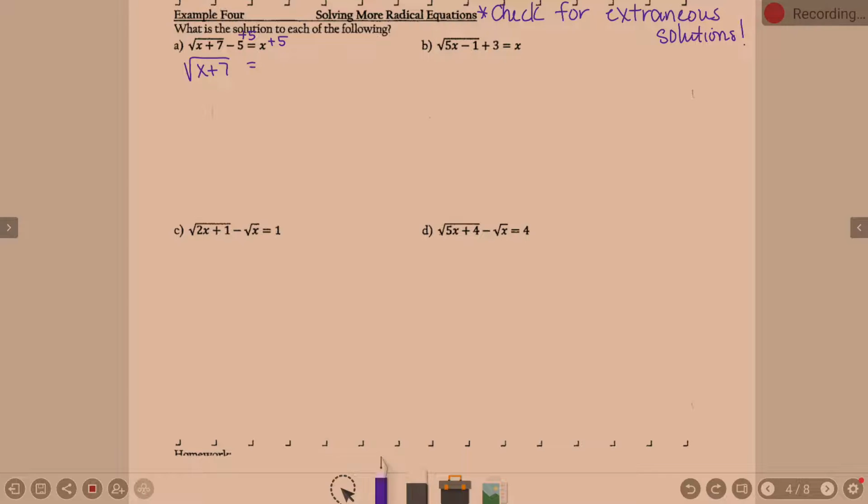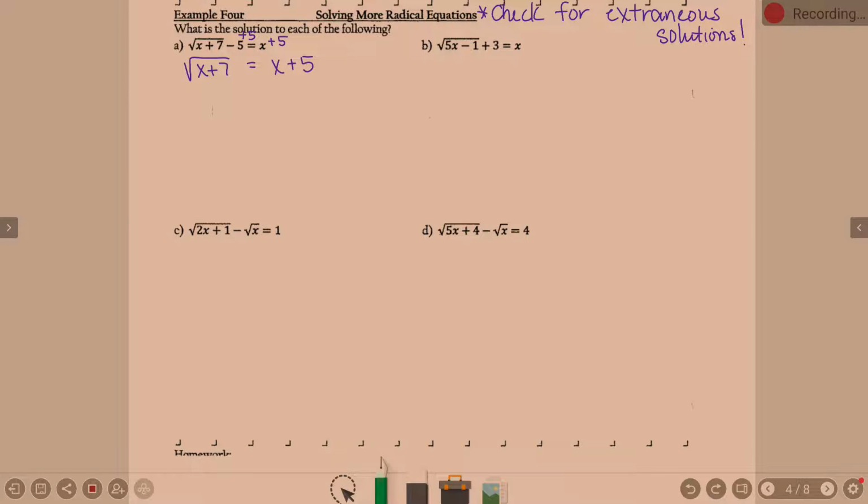Minus 5 plus 5 cancel. On the right, what is x plus 5? X plus 5. Good. X plus 5 is x plus 5. They're not like terms, right? So we can't add them. Okay.